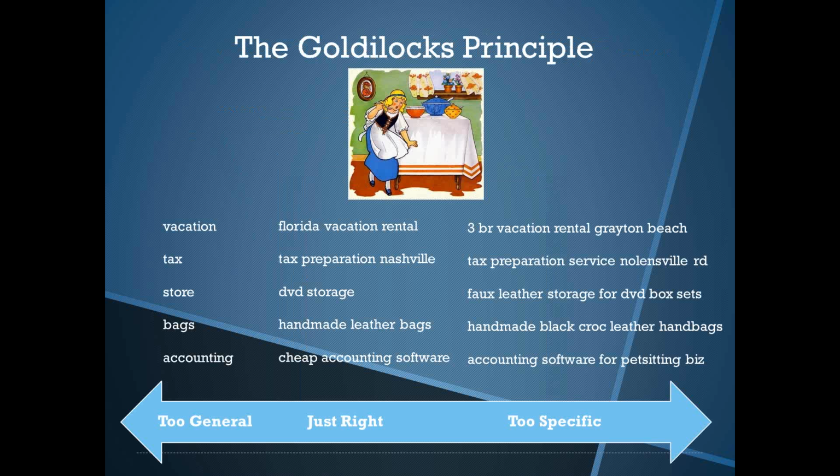So we always talk about the Goldilocks Principle here when you're choosing keywords, and this is how to choose keywords that are not too specific and not too general. Similar to how Goldilocks needed porridge that was not too hot, not too cold, but just right.